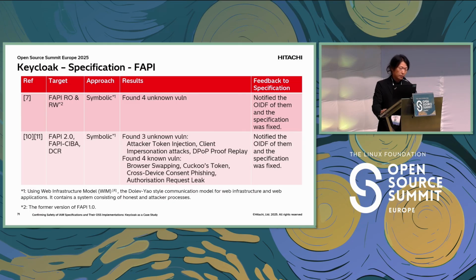Then, a research institute conducted formal security analysis against the FAPI specifications, and they found several vulnerabilities. So they contacted the standardization organization, in this case the OpenID Foundation. By receiving the feedback, the OpenID Foundation fixed the FAPI specification vulnerabilities. So in this case also, the formal security analysis actually contributed to making those specifications secure.